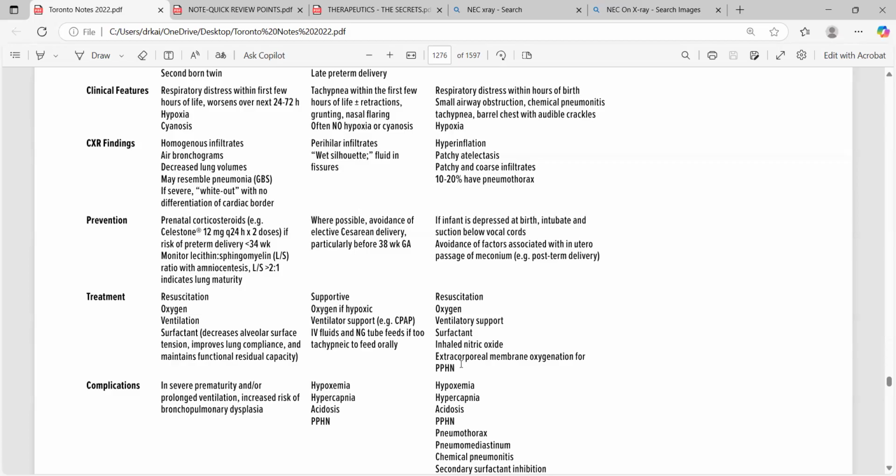This is something they can ask you, like what you're trying to prevent, and what is the treatment to prevent. Extracorporeal membrane oxygenation, and what to prevent PPHN.